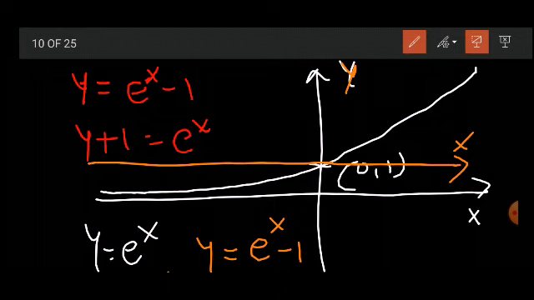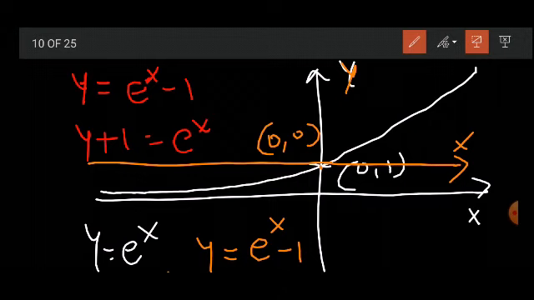See how we can cross-check. Put x equal to 0 here. Any number to the power 0 is equal to 1, and 1 minus 1 is 0. So y becomes 0, and the new point becomes 0 comma 0. So this 0 comma 1 point becomes 0 comma 0 for this curve. This is the graph of y equal to e power x minus 1.